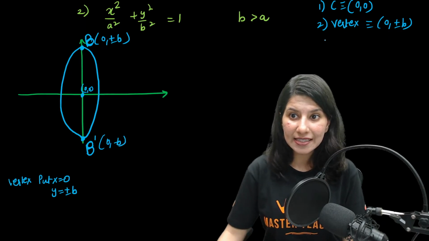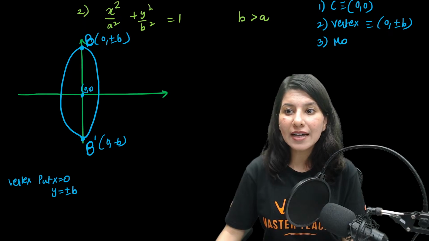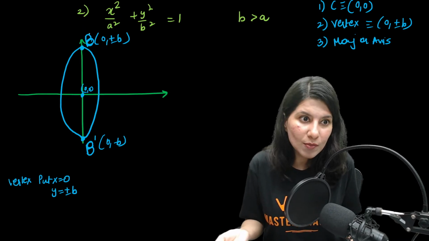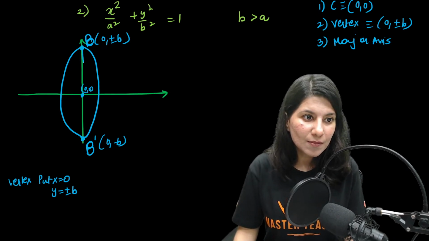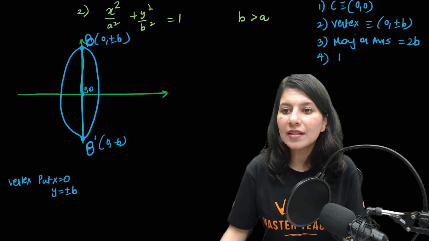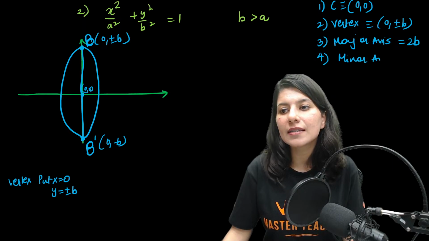And in this case, tell me about the major axis. The major axis is the axis which is bigger, obviously. So this is B and this is also B. So the major axis is 2B in this case, and the minor axis is 2A in this case.